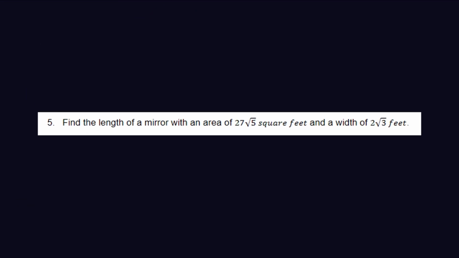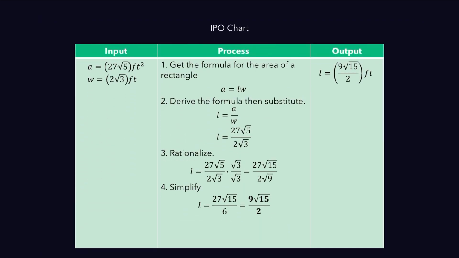Now, let us proceed with number 5. Find the length of a mirror with an area of 27 square root of 5 square feet and a width of 2 square root of 3 feet. Here, we have our IPO chart, and for the input, we have the area which is equal to 27 square root of 5 feet squared, and the width which is equal to 2 square root of 3 feet.